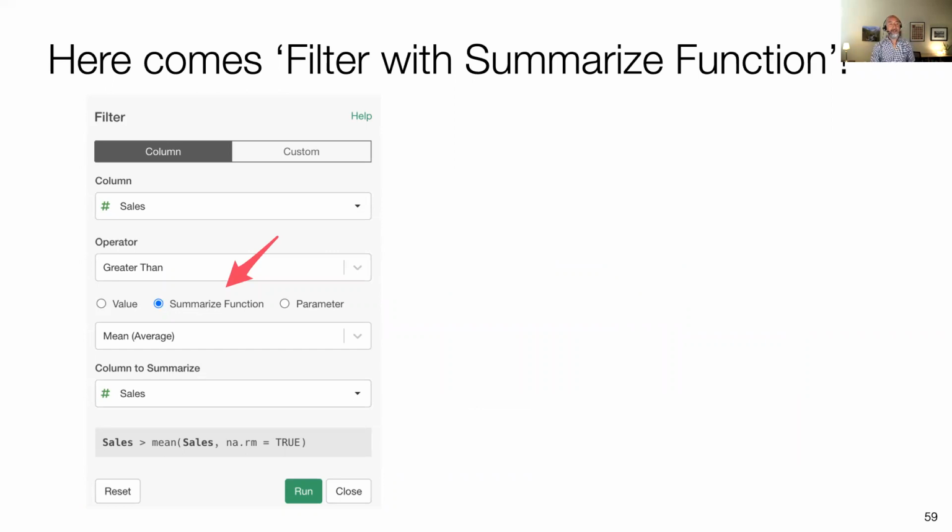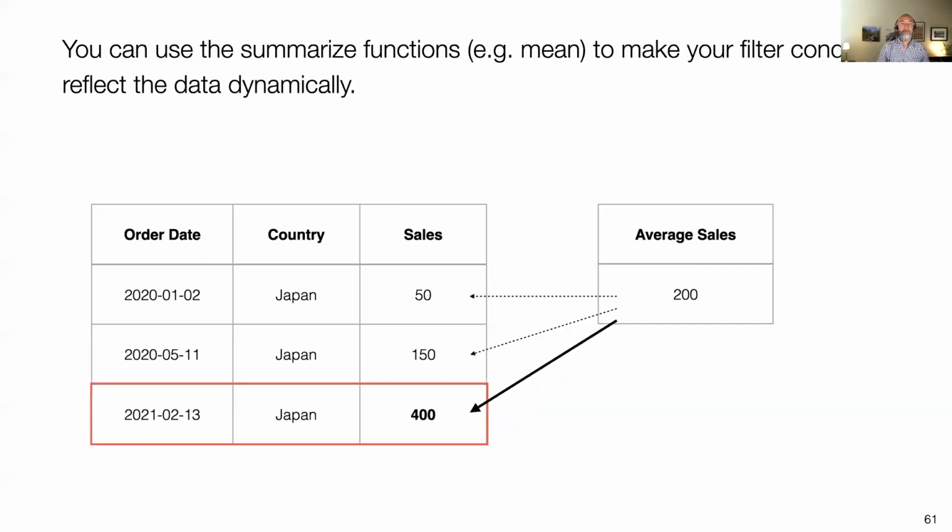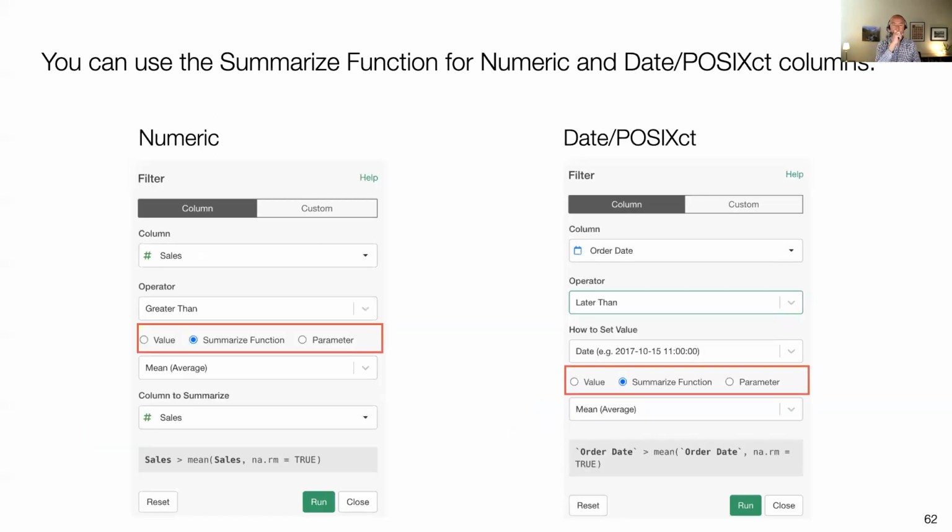So you click on the summarize function, then you will be given a list of summarize functions to choose from. And the summarize function is basically to summarize the value, right? So let's say mean is an average function. Then you use the summarize function mean, then you get the average sales, right? So then you want to use that value as part of the condition. Then your condition will always be reflecting the latest data. Okay. You can use this obviously for numeric and date and POSIXct, because those are the ones where it matters.